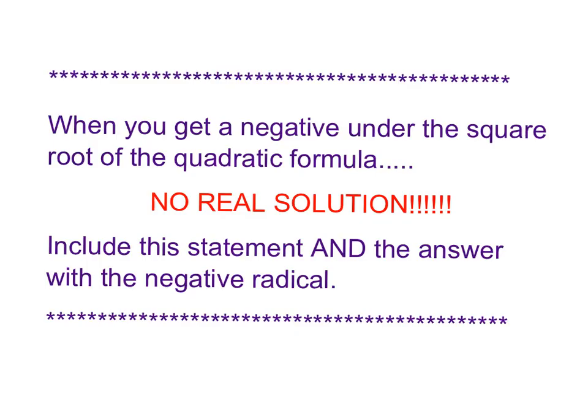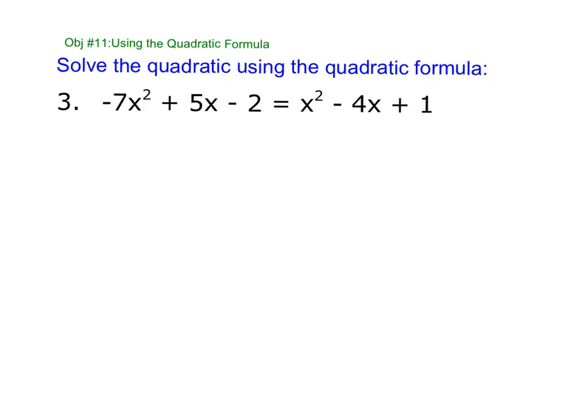All right, so we talked about this yesterday. When you get a negative under the square root of the quadratic, write no real solution. Include the statement, and I want your answer with the negative radical. I want both. So my guess is this will be an example. So let's go through. We need 0 on one side. So let's see, 0 equals 8x squared minus 9x plus 3.